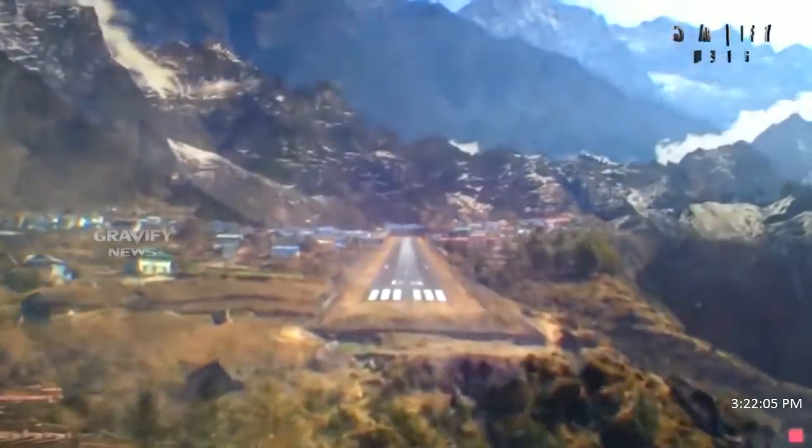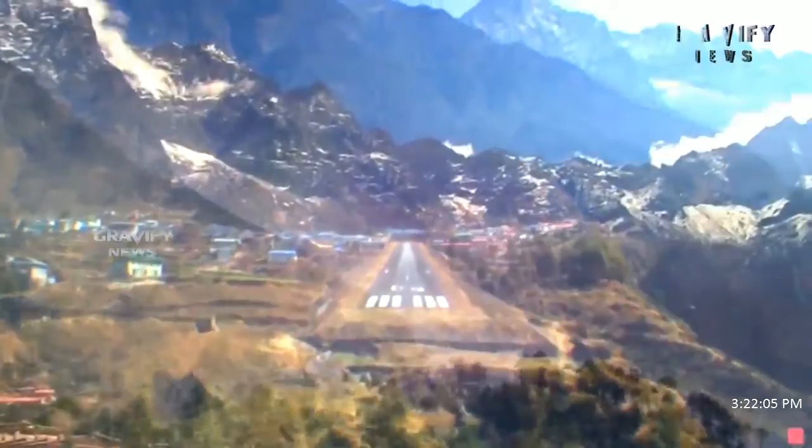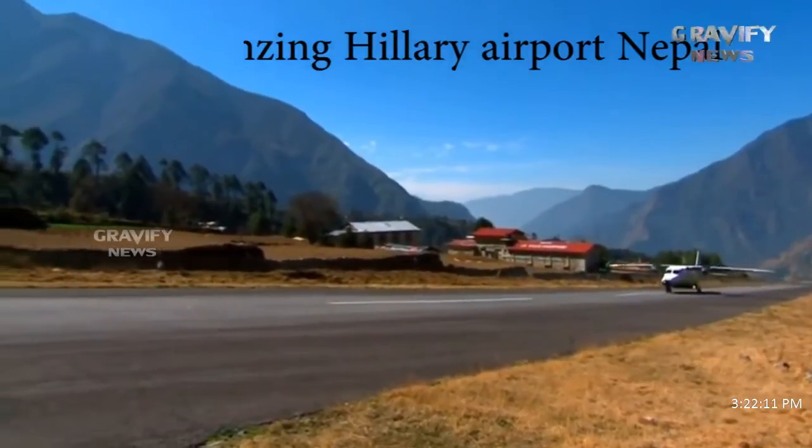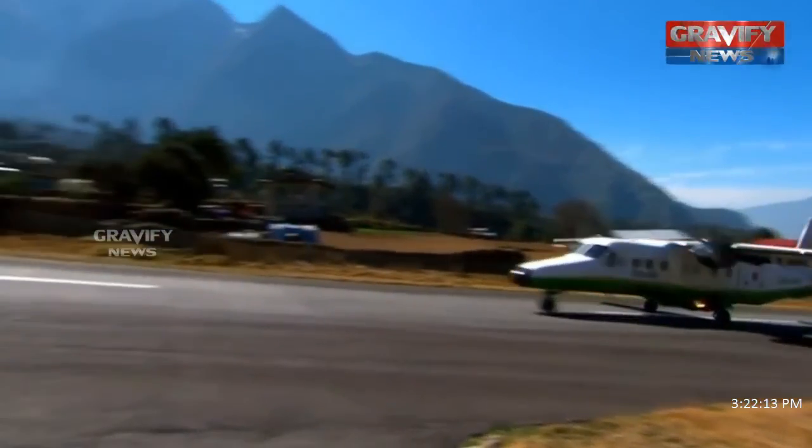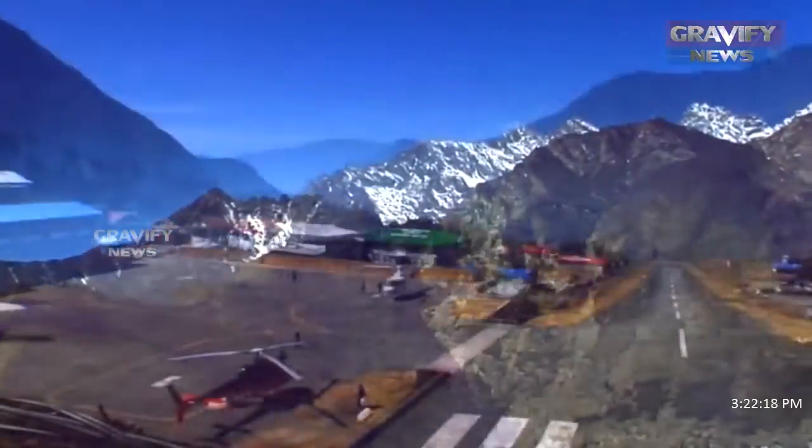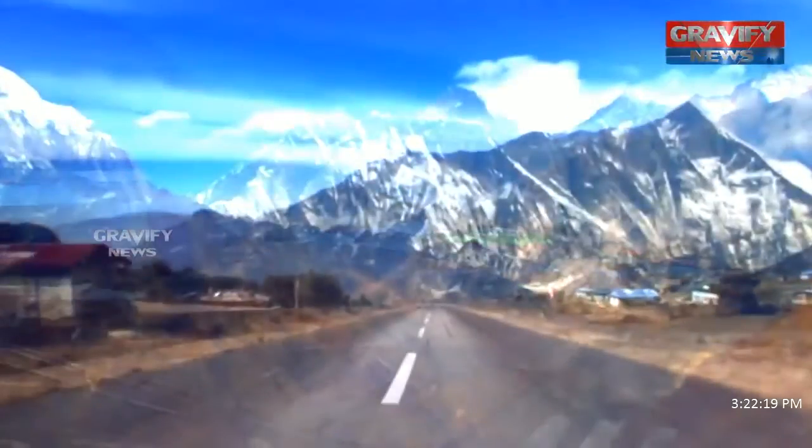Number 9, Tenzing Hillary Airport, Nepal. The airport accommodates only small planes and helicopters. While high winds and extreme cloudy climate can pose problems at the airport, the real scariest part is the ends of the runway.